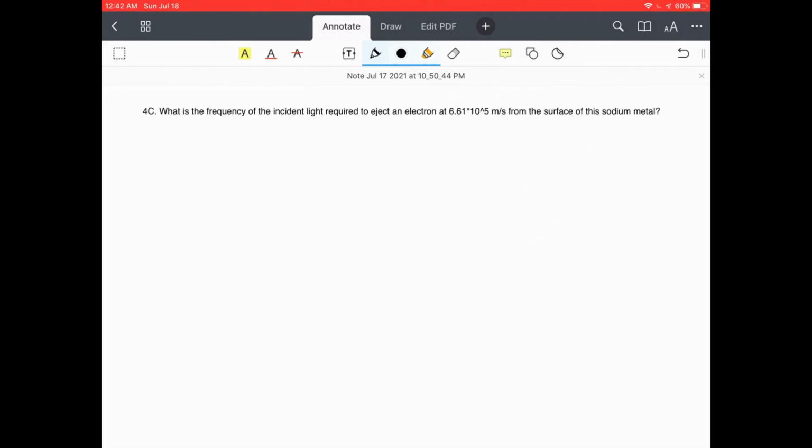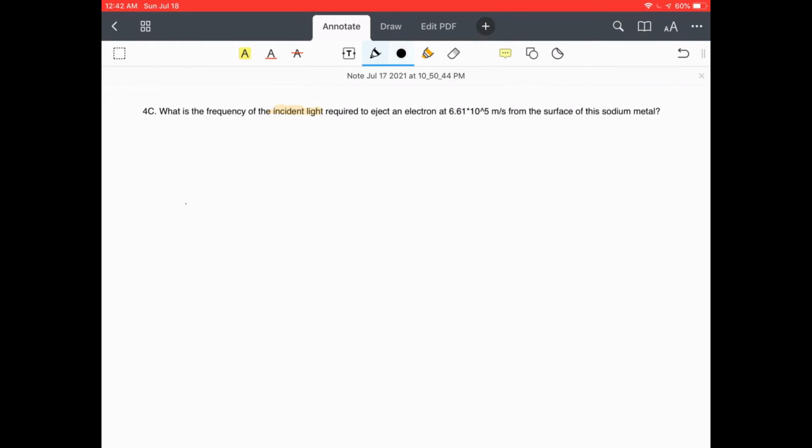Alright, so our third question is, what is the frequency of the incident light required to eject an electron at 6.61 times 10 to the 5th meters per second from the surface of the sodium metal? Alright, so really quick, I want to clarify what exactly incident light means. Incident light just refers to the photon emitted from our light source. So basically, just to simplify this question, it's asking us, what is the frequency needed for our photon to kick out an electron at this much speed from the surface of our metal?